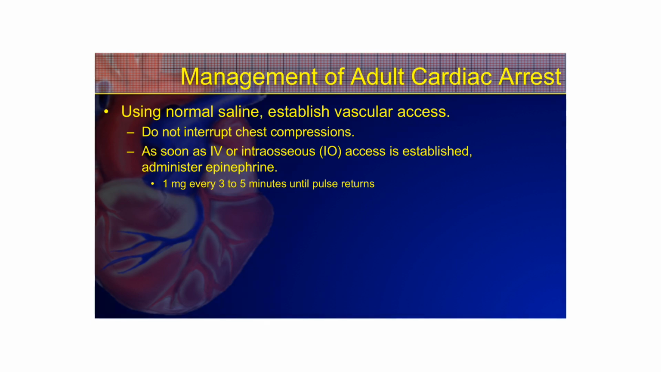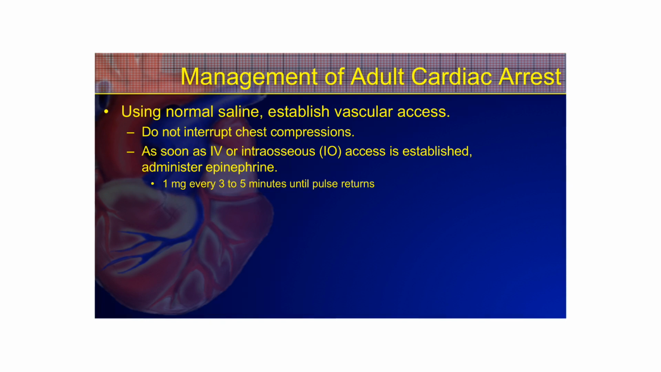Of course, you want to establish vascular access using normal saline. If you're unable to establish IV access, then establish IO access using an adult IO, especially the EZ-IO makes it very easy. Hence the name, I suppose. With our humeral head IOs, you really have super fast infusion rates. Vascular access should be achieved without interrupting chest compressions, so don't tell somebody to stop so you can get a line. As soon as the IV or IO access has been established, administer your epinephrine.